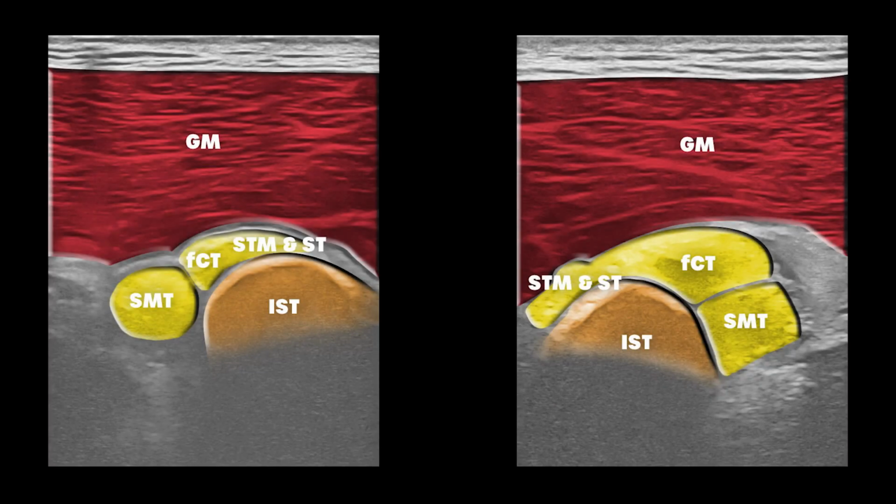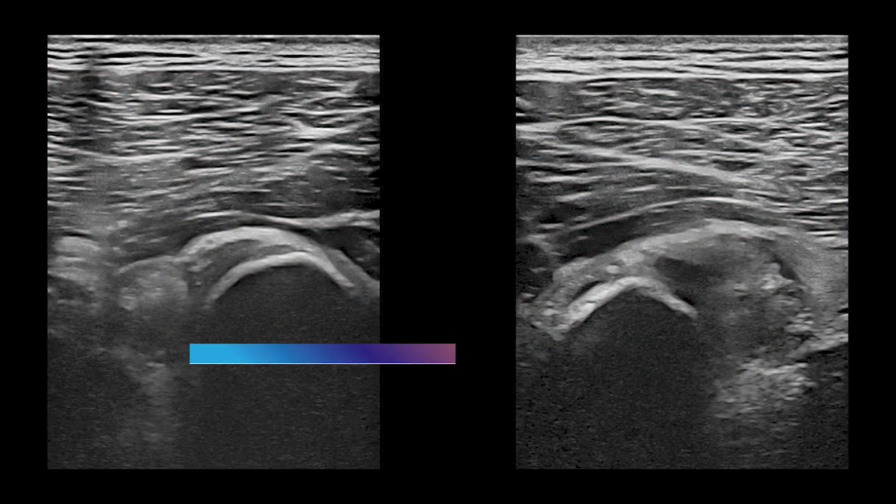This ultrasound image shows a partial tear of the conjoint tendon and the semitendinosus on the right. Comparison with the healthy left side demonstrates loss of tendon texture, hypoechoic swelling, and hematoma on the right.